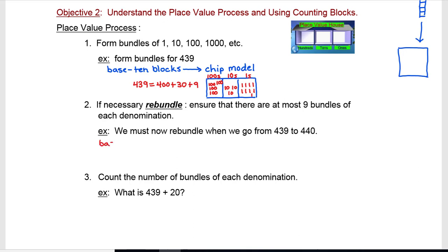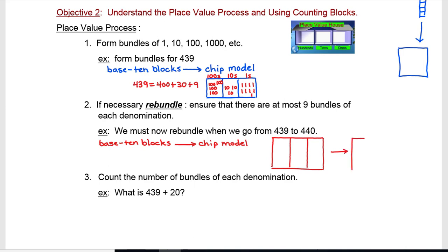So in class, we're going to talk about the base 10 blocks. So you would have them physically do that. Then you're going to have them draw it, and they're going to use the chip model for that. So what you're going to do is draw your place value house. And we're going to draw one more, because we're going to draw what is going to happen.